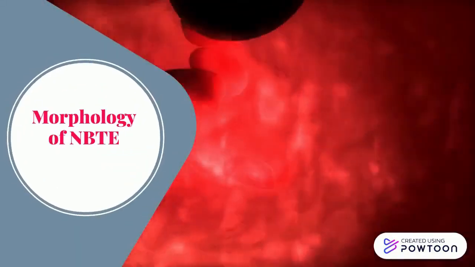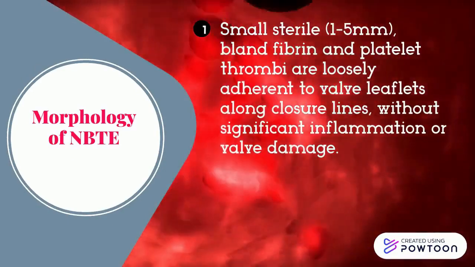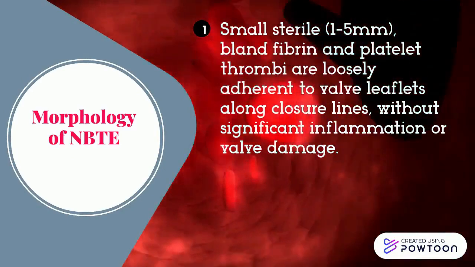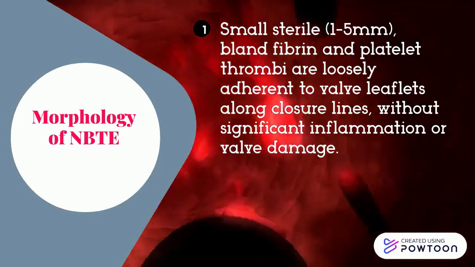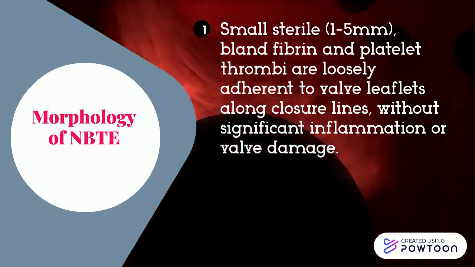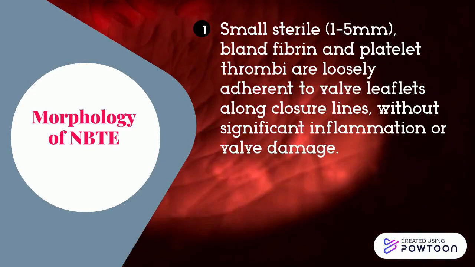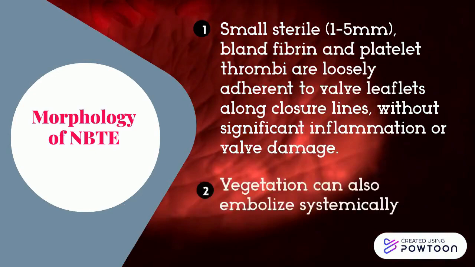Morphology of NBTE: small, sterile vegetations, about 1 to 5 mm. Bland fibrin and platelet thrombi are loosely adhered to valve leaflets along closure lines without significant inflammation or valve damage. Vegetations can also embolize systemically.